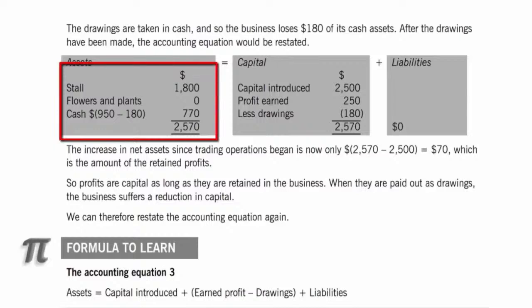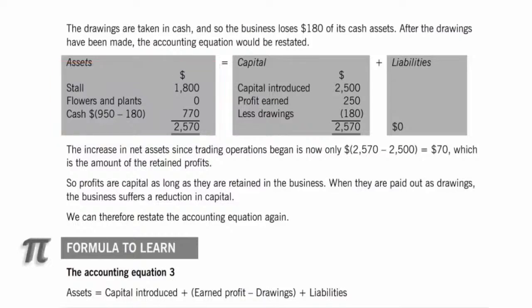Stall equipment is valued at $1,800. Flowers and plants, the inventory, are now valued at $0 since they were sold. Cash on hand is now $770, down from $950 after taking out $180 as drawings. So, the total assets of the business are now $2,570.